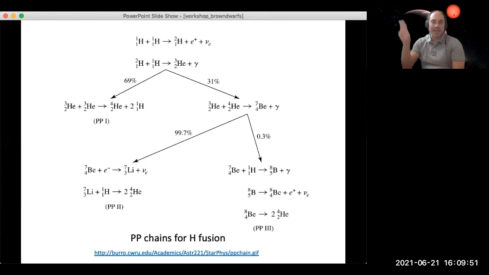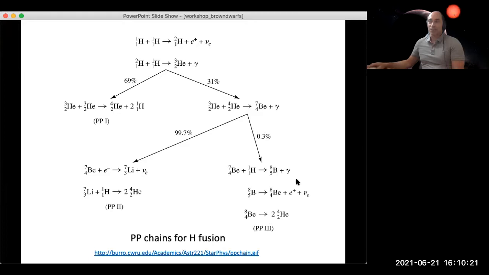Here's just another layout of the chain. What I described for the hydrogen proton chain is just this part of the chain. In fact, there's a couple other branches that occur. You can get helium-3 to merge with helium-4 and make beryllium. There's a whole other set of reactions here. The details of the reactions are actually not that important, although we will talk a little bit about this chain, which is the part of the fusion chain that turns lithium into helium. That's going to be an important part of the story a little bit later on.